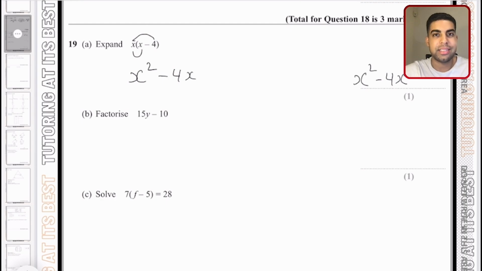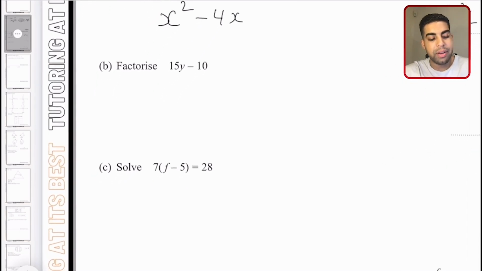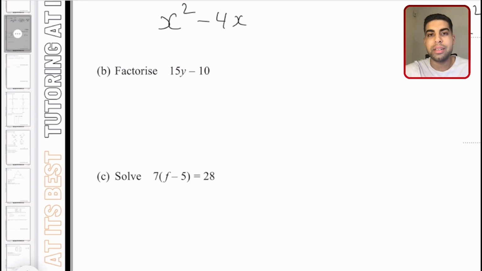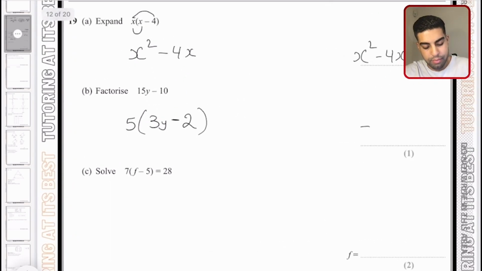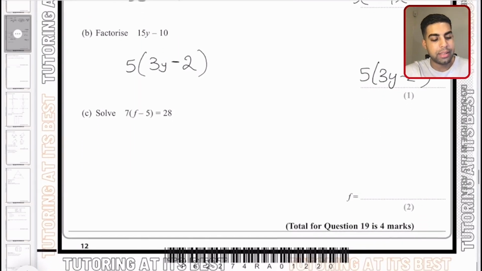We factorize. So this is where we need to find one common number between 15 and 10. I pick 5. And let's see how many times 5 goes into 15. Well, it goes in 3 times, followed by the y. And 5 goes into 10 twice, and there we have it. 5(3y minus 2).